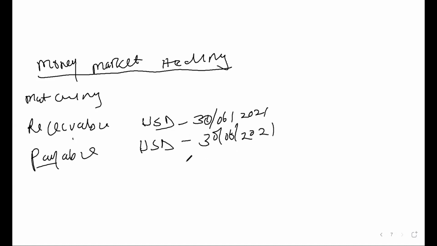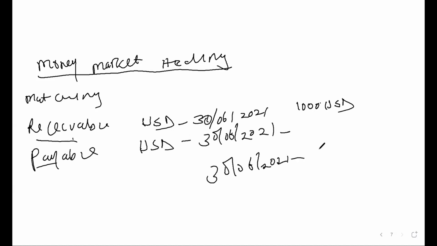You do this by borrowing. Let's assume you are expecting to be paid $1,000. You go to the bank and borrow a loan which, at this date, 30th of June 2021, the principal loan plus the interest will be equal to $1,000. So you borrow a loan such that on maturity it will equal the receivable that you have.